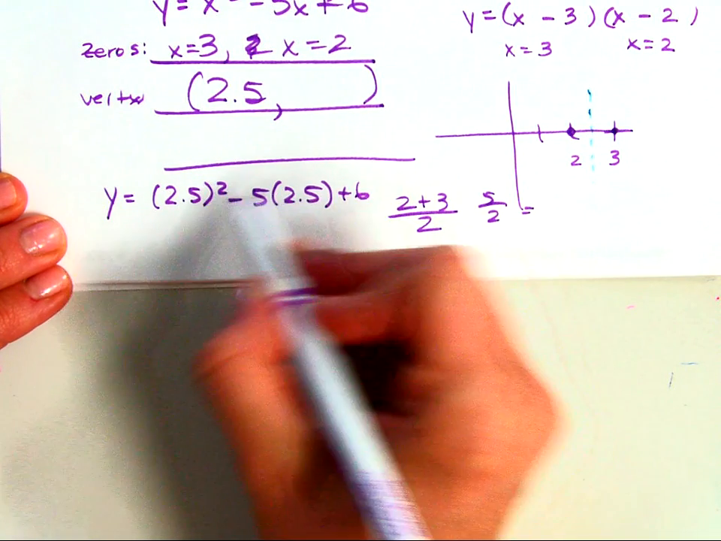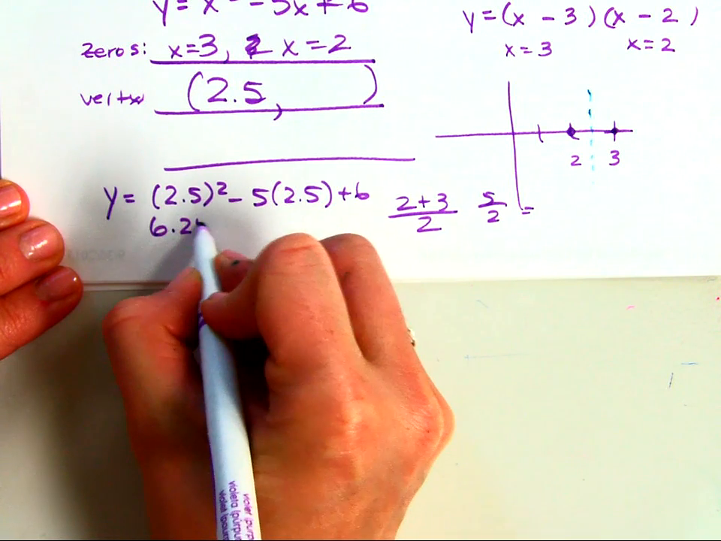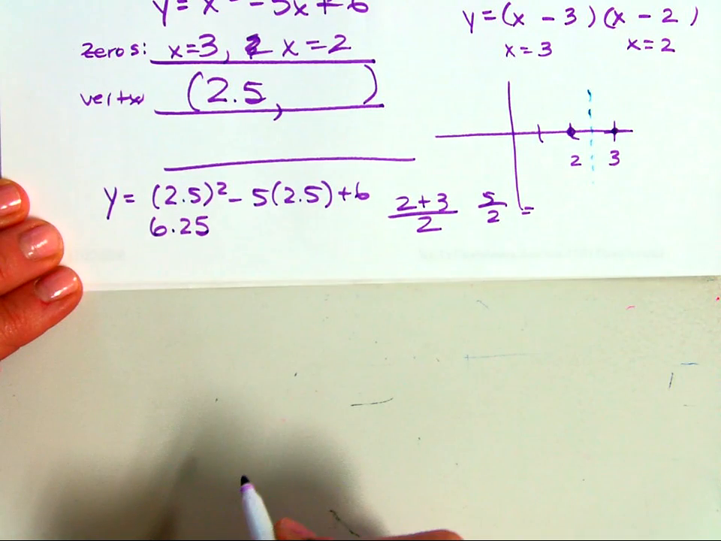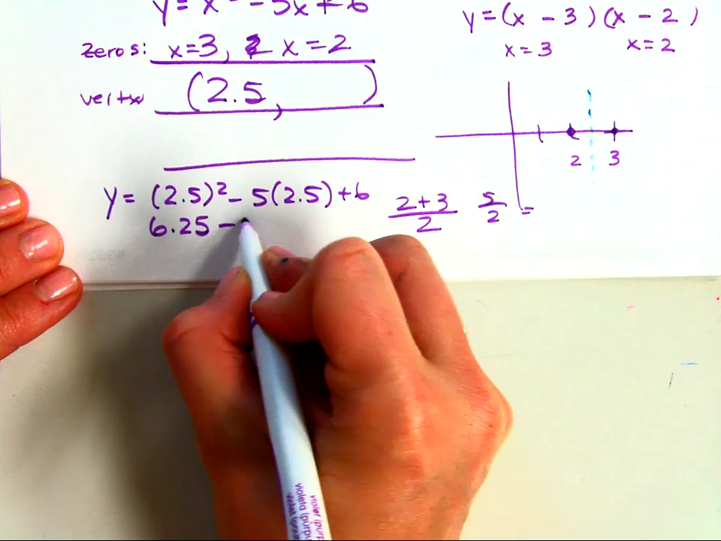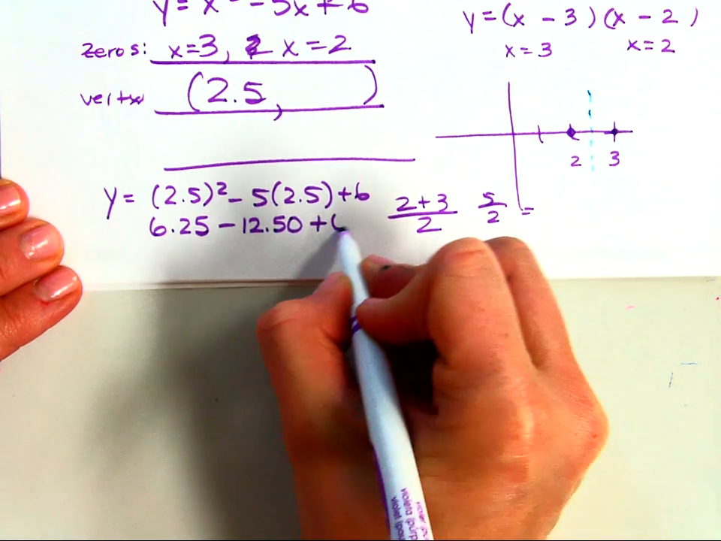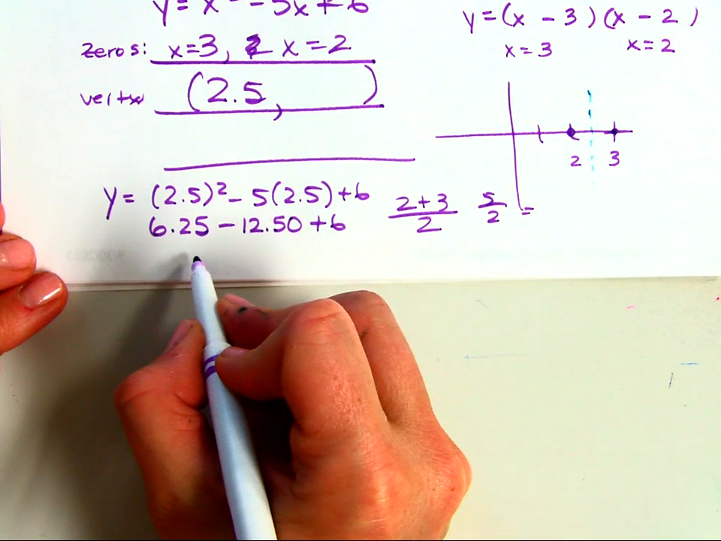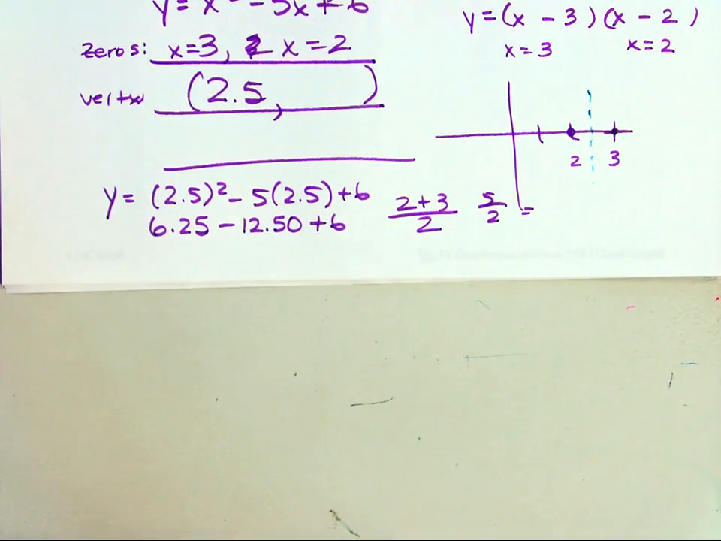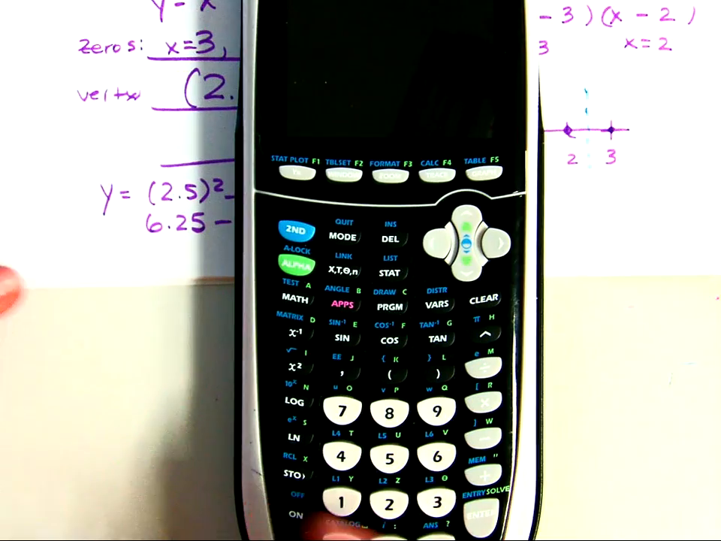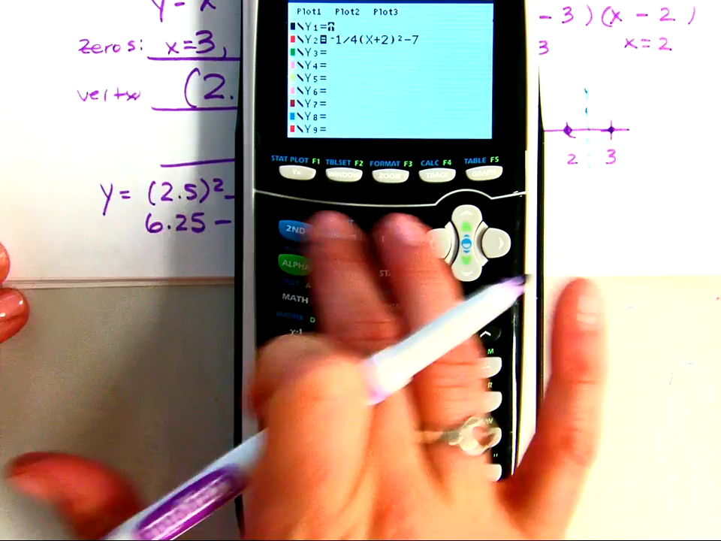I plug it back in. This gets a little messy, but you get to use a calculator. So you have y equals 2.5 squared minus 5 times 2.5 plus 6. 25 times 25 is 625. Move that decimal over twice and you get that. 5 piles of 250 gives me 1250. And add 6 to it. And then again, you just use your calculator for this.